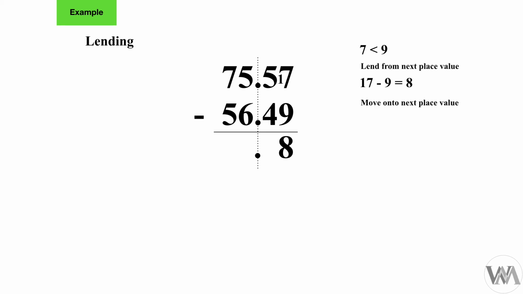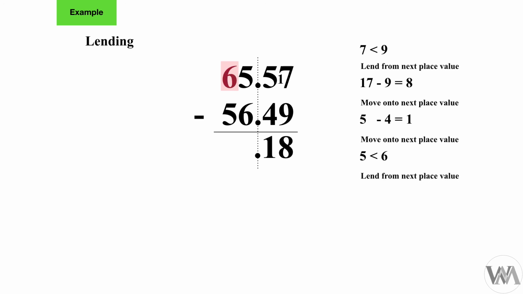5 minus 4. Yes, 5 is bigger than 4. We don't have to lend. Straightforward, just subtracting. 5 minus 4 equals 1. And we write our answer. Moving on to the next place value. We have, 5 is smaller than 6. So we have to lend again from the next place value. So we're going to lend from 7. 7 becomes 6. And the 1 is written at the 5. So now we have 15 that we can subtract 6 from. And that will equal 9. And we write our answer.